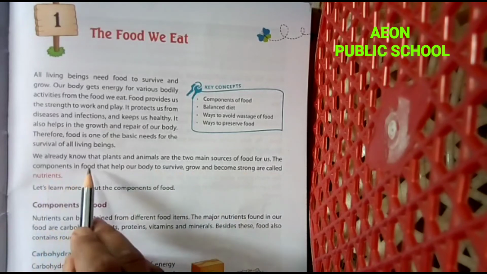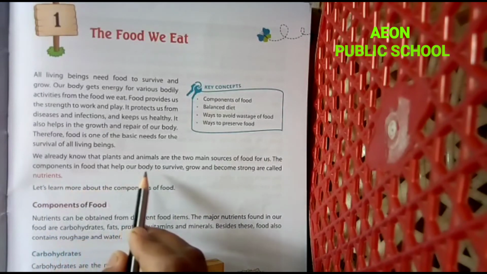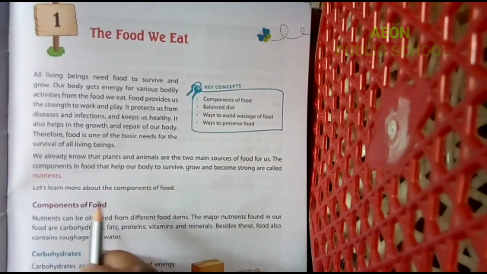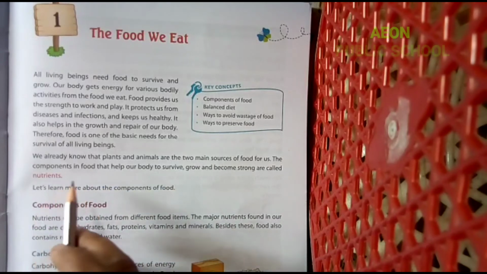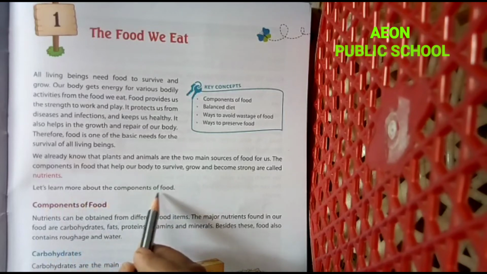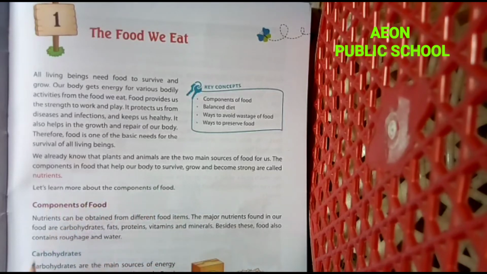So the components in the food that help our body to survive, grow and become strong are called nutrients. So what does components mean? Let's learn more about the components of food. Components means a part or element which is present in the food. Nutrients can be obtained from different food items. So we will get nutrients from the different food items.